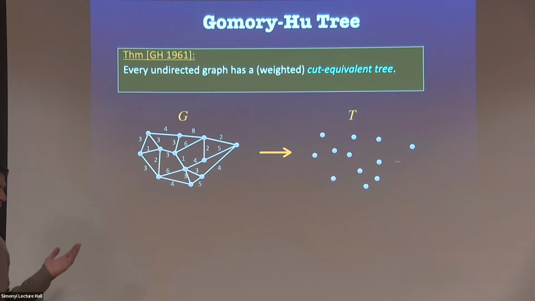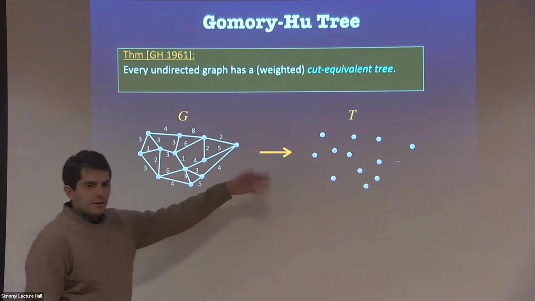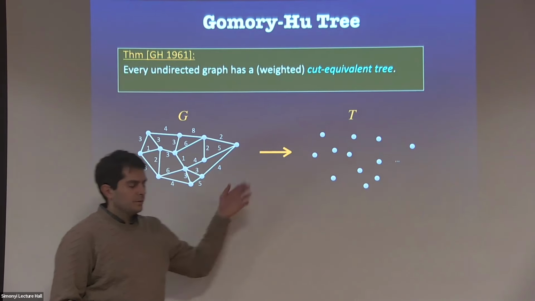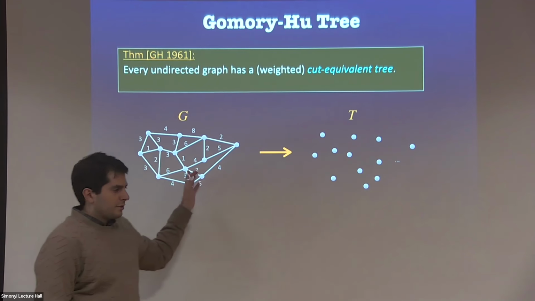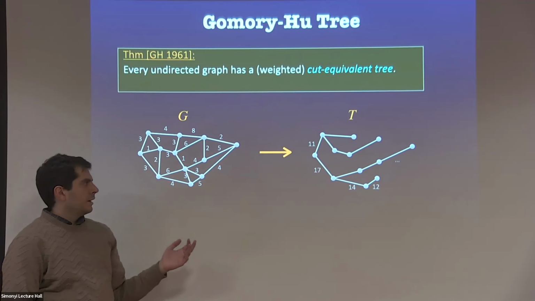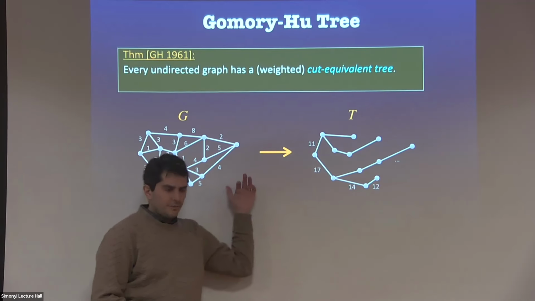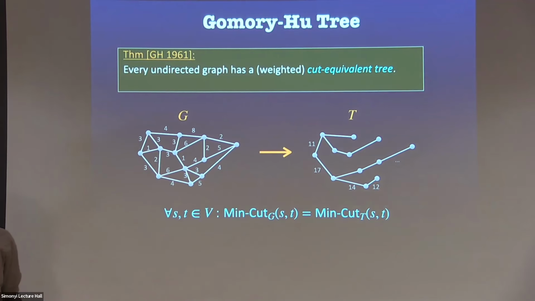What Gomory and Hu showed is this fundamental fact about graphs that says that you can take any undirected graph, even weighted, and you can turn it into what's called a cut equivalent tree. What that means is there is a tree T on the same set of vertices, but it's a tree, so it's a much simpler graph. It has weights that could be different from the original weights, and it has a very strong property. It's a cut equivalent tree.